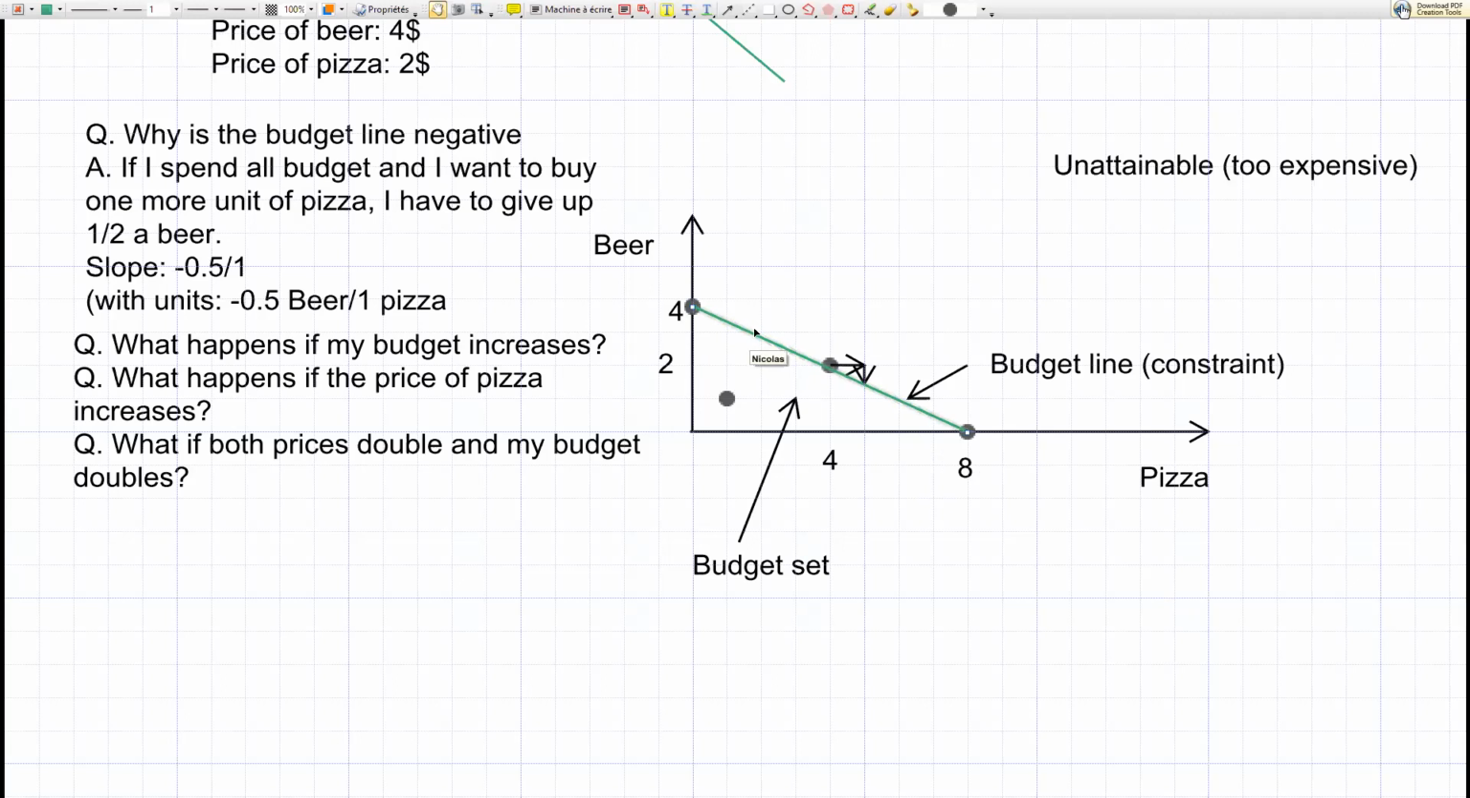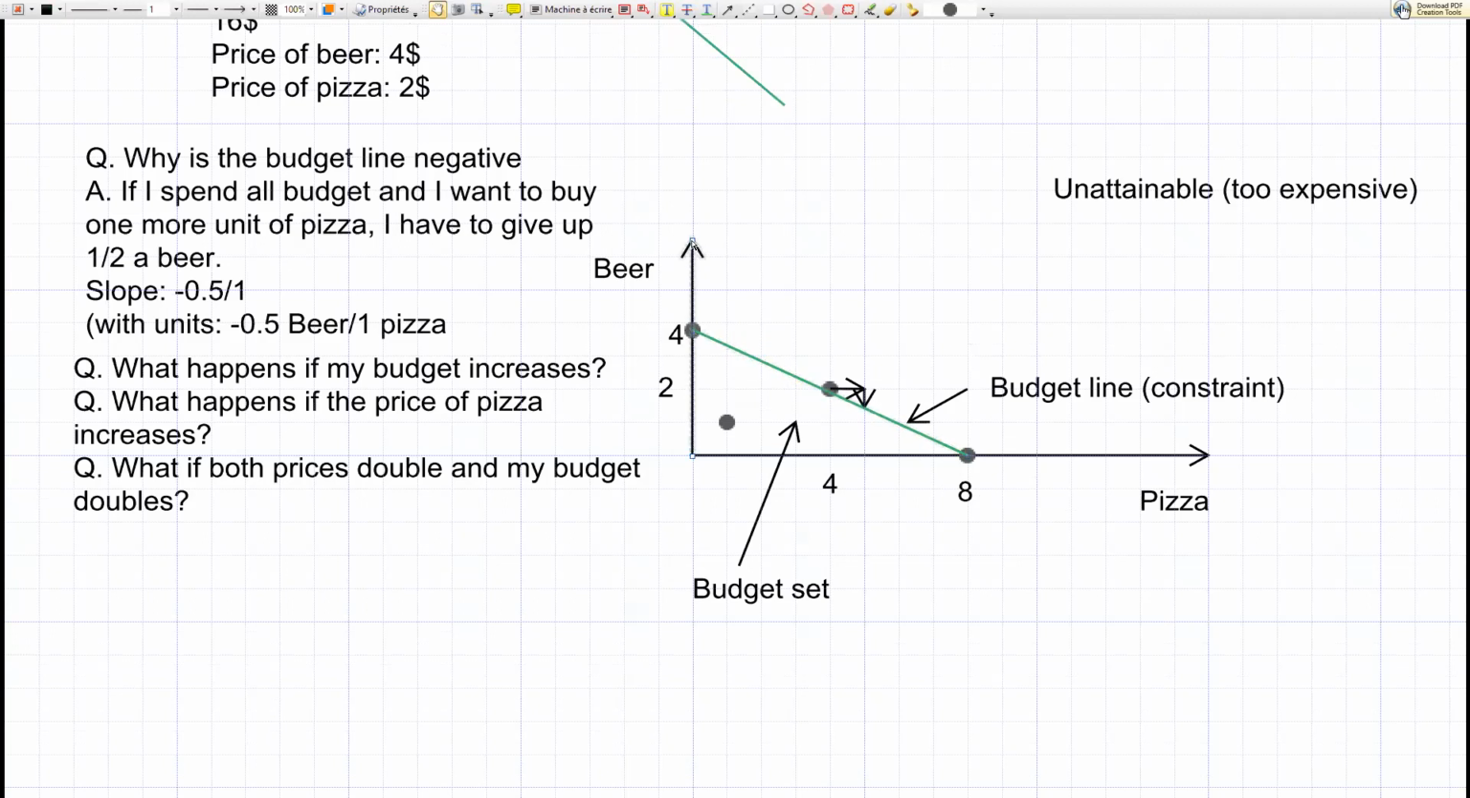So imagine that my budget doubles. That's going to be simpler. So if my budget doubles, then instead of a maximum of 4 beer, I could consume a maximum of 8 beer. So that's 4, 5, 6, 7, 8. Then will the slope become more negative? What do you think?